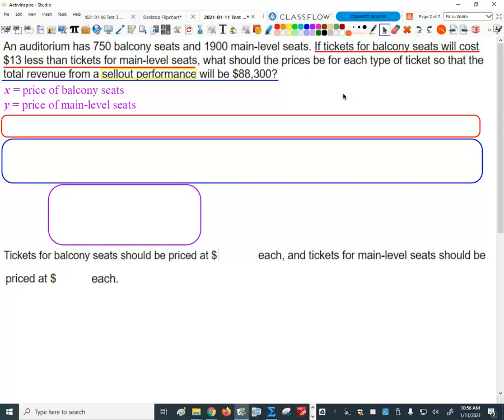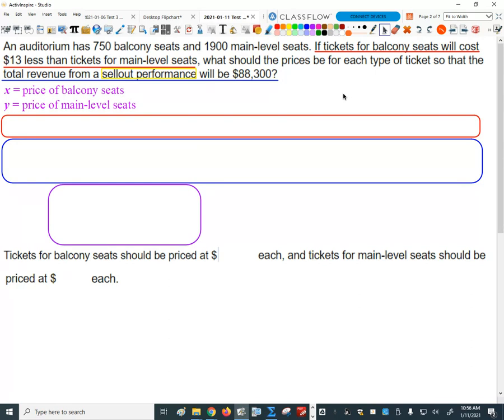Okay, what does a sellout performance mean? Brogan, what does sellout performance mean? It means you sold all the tickets. You sold all the tickets. So in this case, we sold every seat, so we know that there were 750 balcony seats, so we sold that many balcony tickets, and we must have sold 1,900 main level tickets. Okay, so that gives us the ingredients to maybe solve this system.